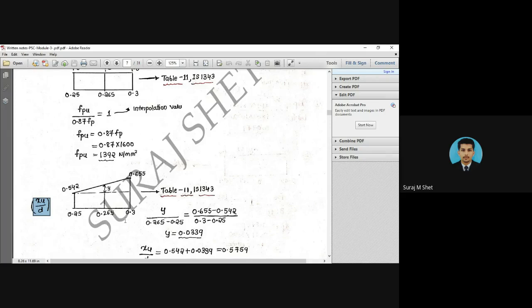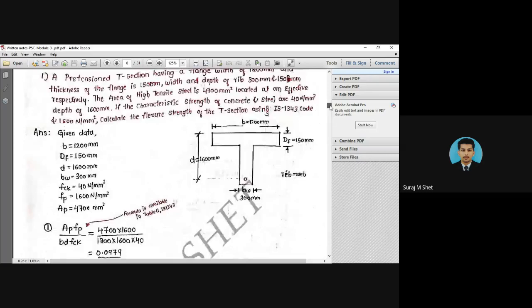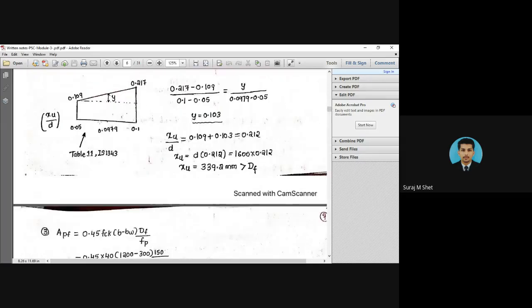See, the unknown value is from the table number. See here, XU by D. So XU by D I already explained. The 0.05 value is 0.109 and 0.217 from the 0.1 and 0.05. So the unknown value you have to calculate from the y value. You have to calculate y. So how to calculate y value?